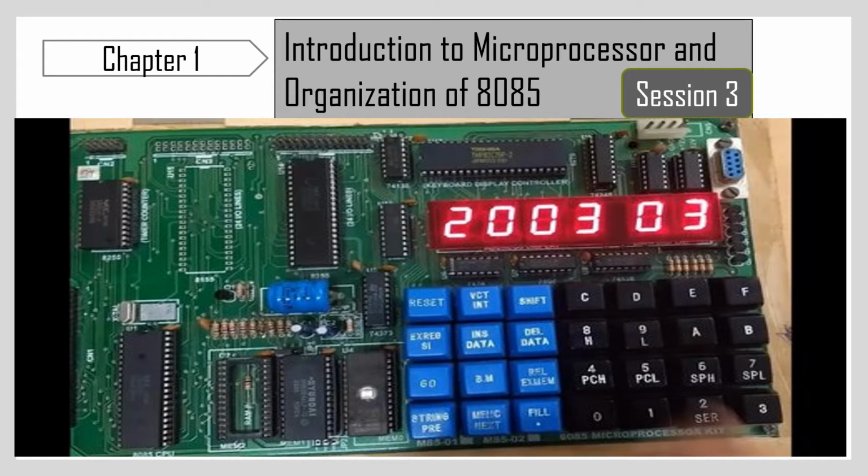They were X1, X2, pin number 1 and pin number 2, reset out pin number 3, SOD, SID, then the TRAP, then RST 7.5, RST 6.5, RST 5.5 and INTR. So let us proceed for section 3.